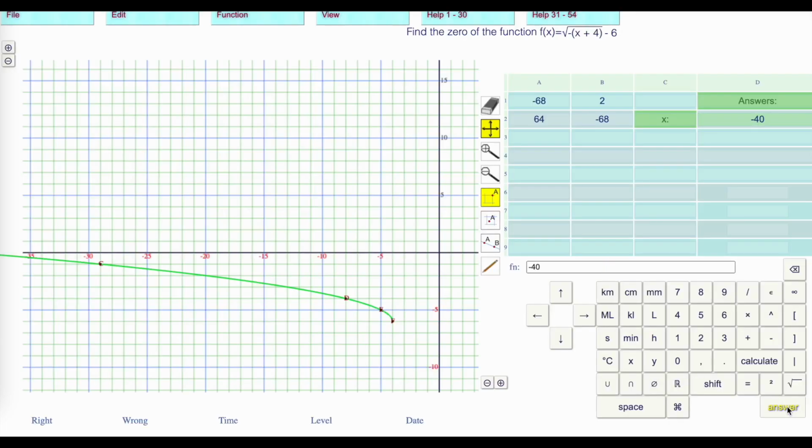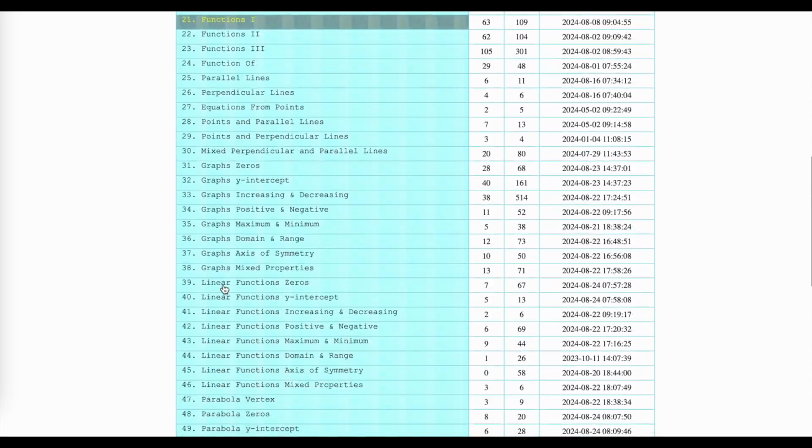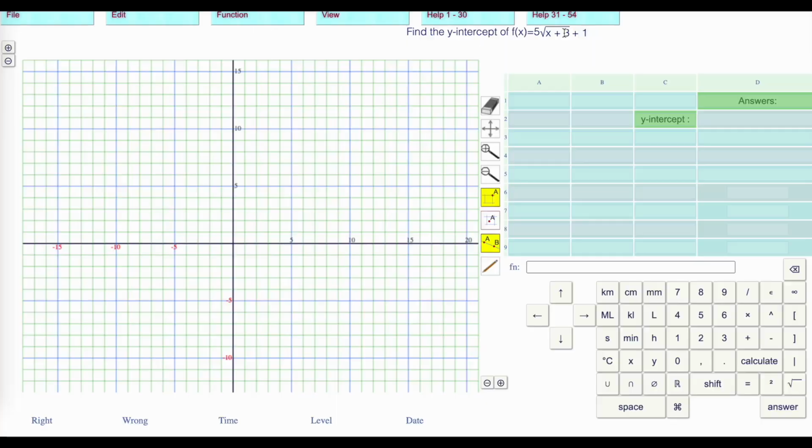And then we press answer to see if we're right. Let's look at the y-intercept of the square root function. The vertex is negative 3, positive 1. It's opening up. It's going to do this sort of thing. We don't always have a y-intercept. In this case, we do have a y-intercept. Let's see what this looks like.